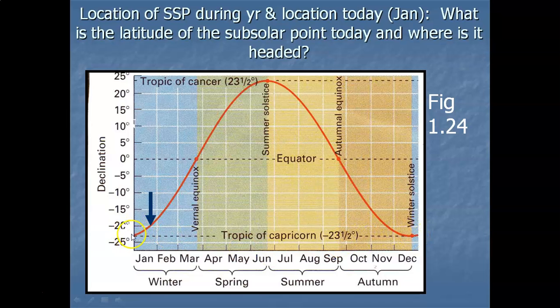And then here we are, actually this is where we are today, I kind of want to point that out. We're at the end of January, and so can you tell me, where is the subsolar point today? Right? Where is it about? Okay. It's definitely still in the southern hemisphere. It's probably about 20 or 21 or 22 degrees south latitude. And where is it heading?